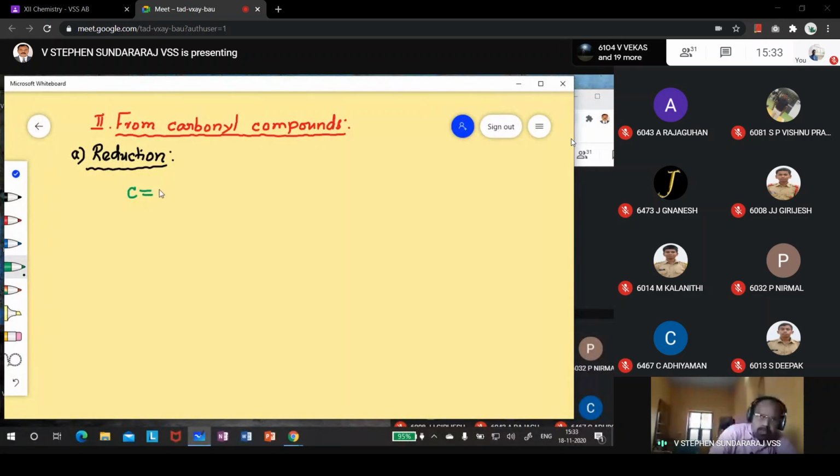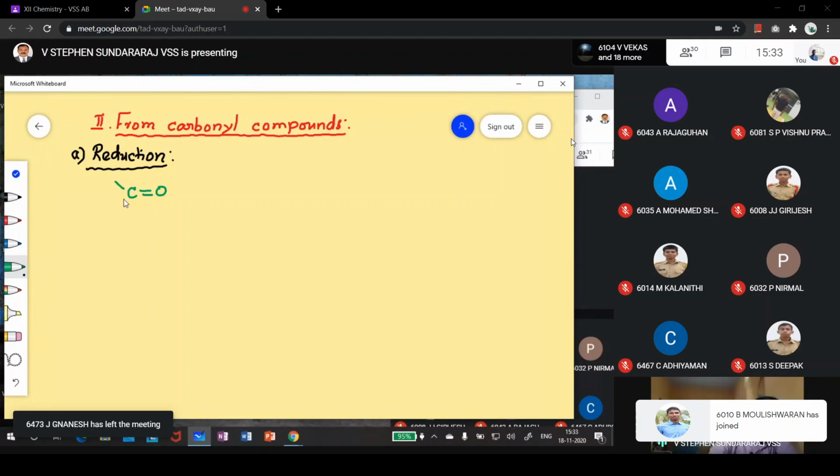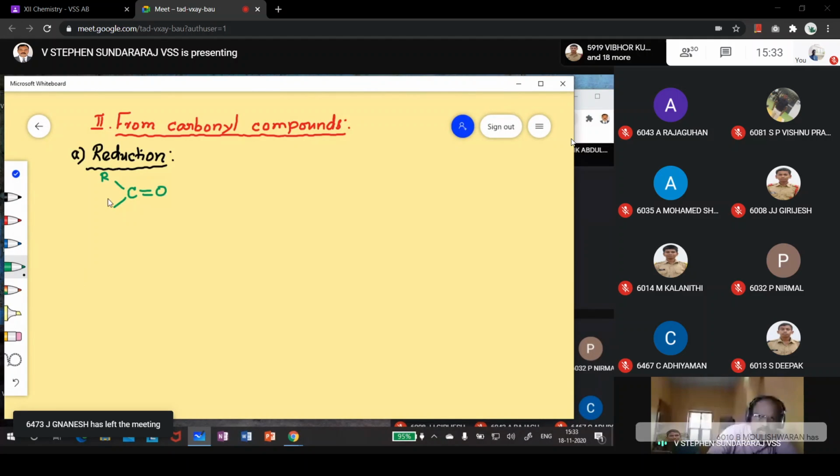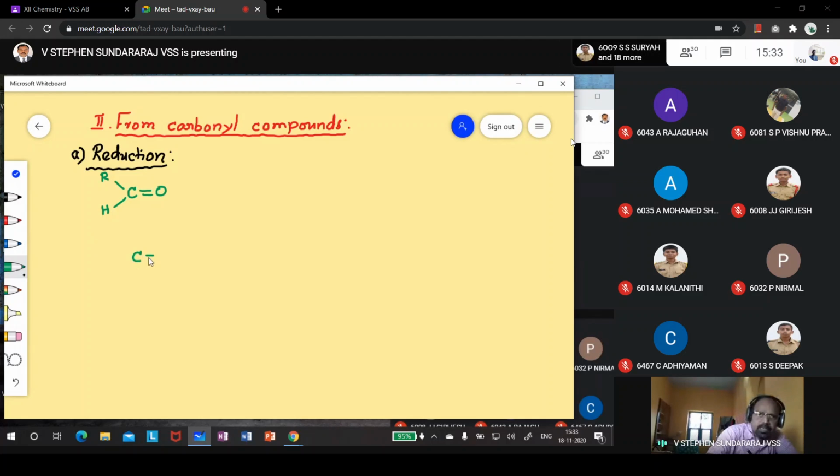carbon having double bond, so two valencies are left. One valency is R and one valency is H. Another one is carbon having double bond O. This is the carbonyl group. One valency is hydrogen, another valency also hydrogen. Carbon with oxygen double bond, this is the carbonyl group. One valency is R, another valency also R.